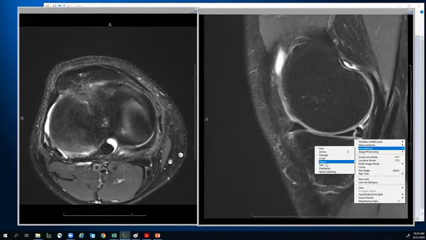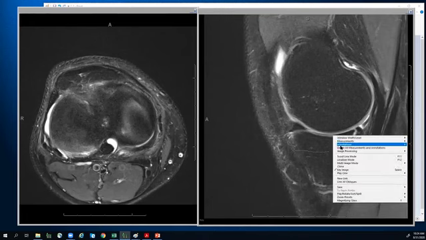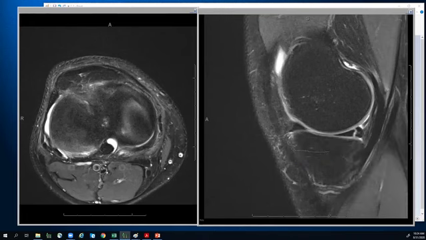And the reason behind this is that when you have an ACL tear, you create a situation where you have some anterior instability of the tibia. So when the tibia translates anteriorly, the femoral condyles put direct stress on the posterior horn of the medial meniscus. And this direct stress oftentimes results in this vertical tear.